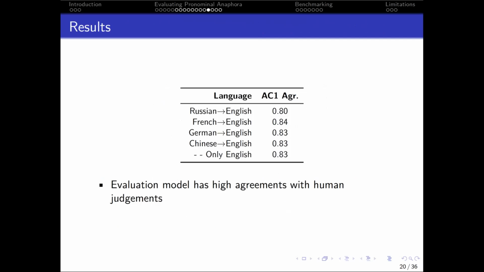But more importantly, we compared the agreements with the human judgments on the user study, and we found that this model has a fairly high agreement with human judgments across the different languages.